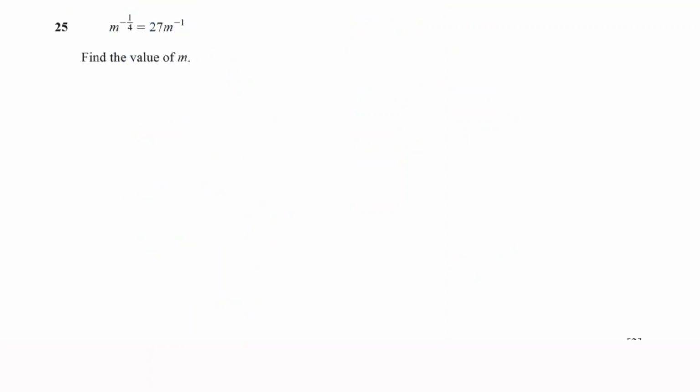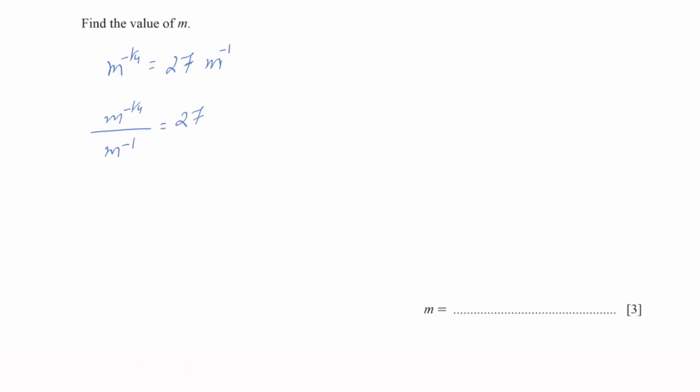Question number 25. We are given m raised to power minus 1 by 4, and that is equal to 27 into m raised to power minus 1. We have to find the value of m in this case. So what we can do is, let's take this m raised to power minus 1 by 4 and this m raised to power minus 1 to the left side, and 27 remains on the right hand side.